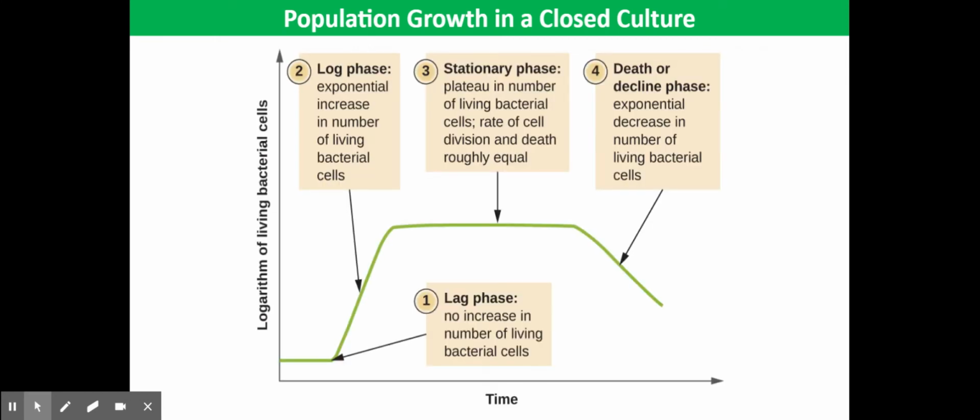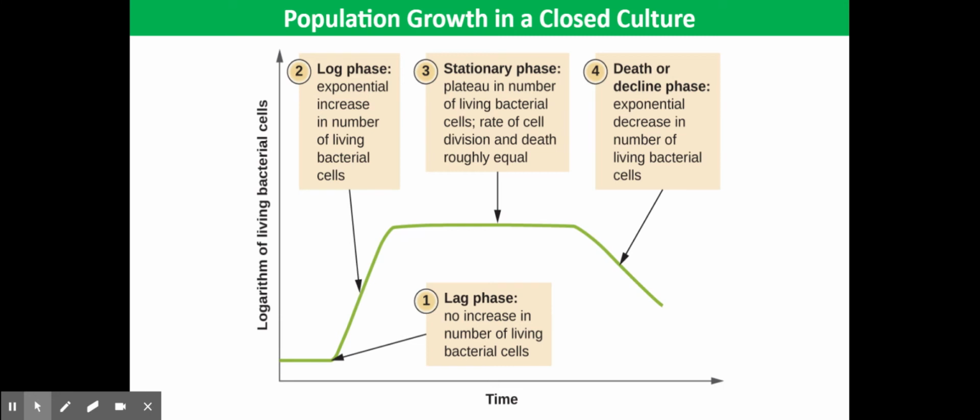We're now going to look at the growth curve. A small population of microorganisms in a closed culture that contains all the nutrients required for growth will undergo population growth. A closed culture refers to a population in which all the conditions are set at the start and there is no exchange with the external environment. The population growth will follow a predictable pattern, as shown on the slide in front of you.